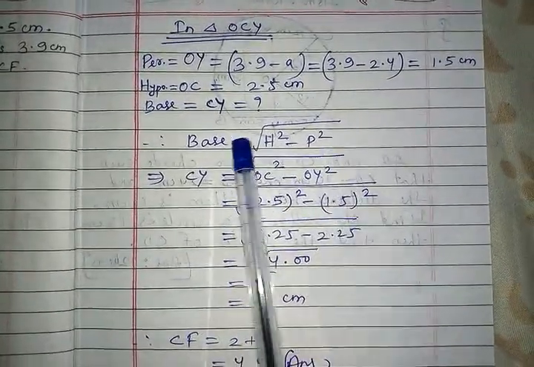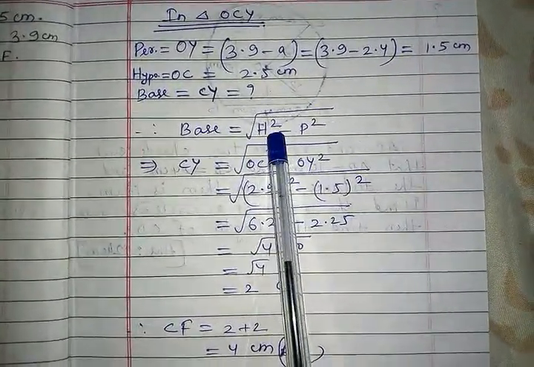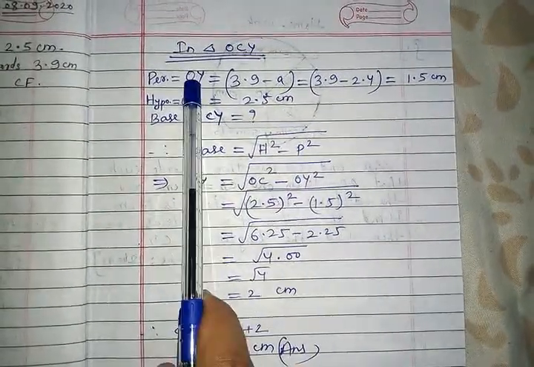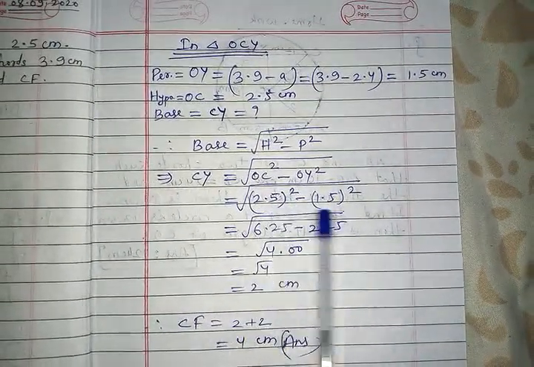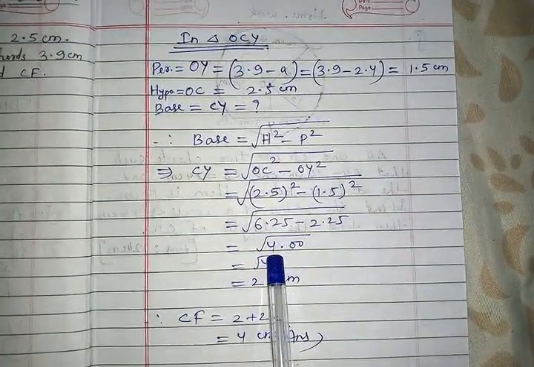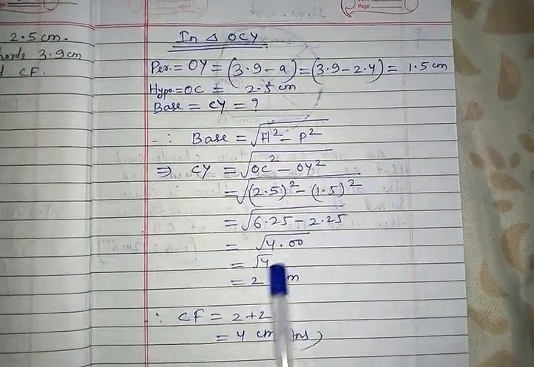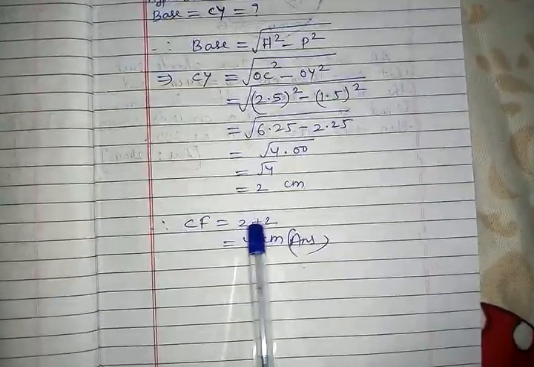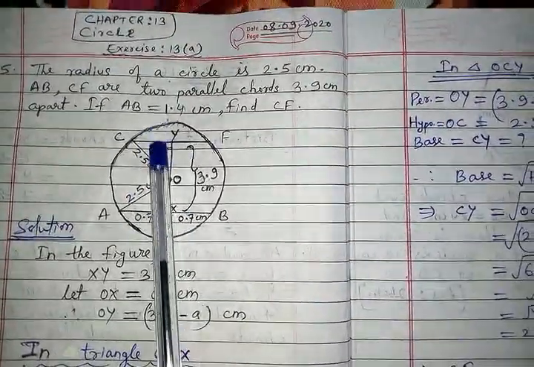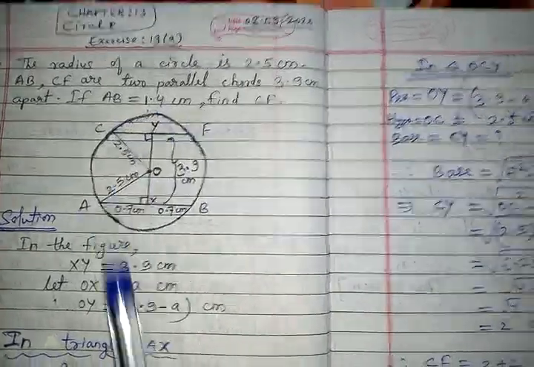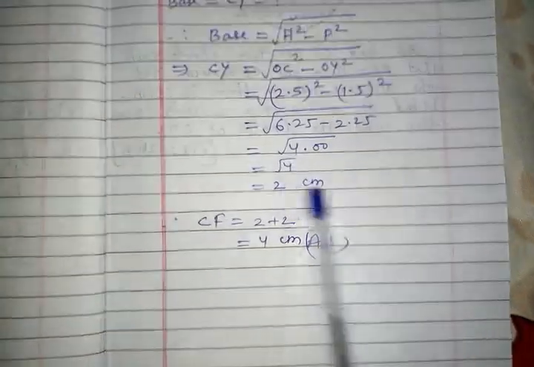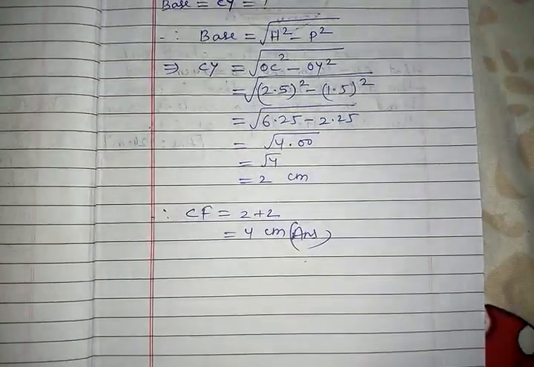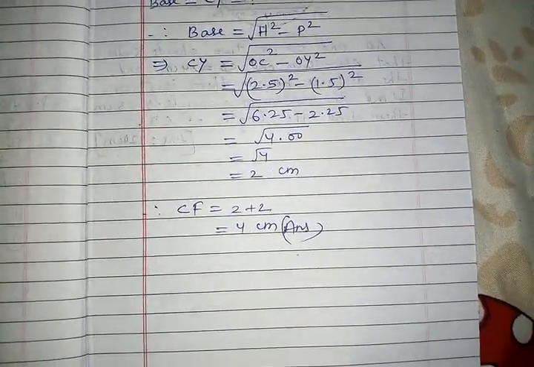So base equals root over H square minus P square. Base is CY, hypotenuse in the diagram is OC and perpendicular in the diagram is OY. After we put the values, we get root over 4, which is 2. So CF will be 2 plus 2. That means this is 2, then everything will be 2 plus 2. So the second chord's length we also got. This was our answer to find.